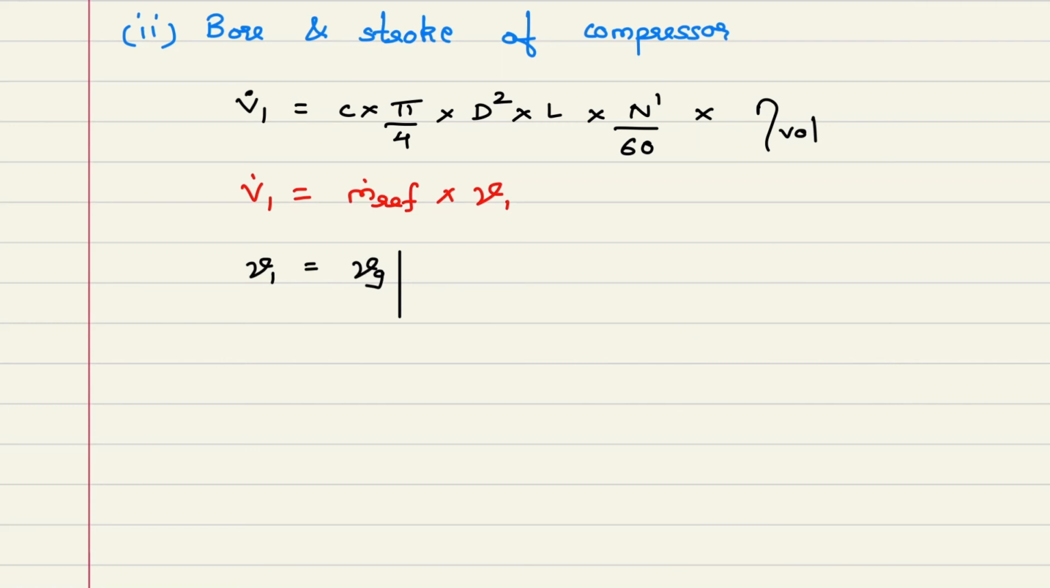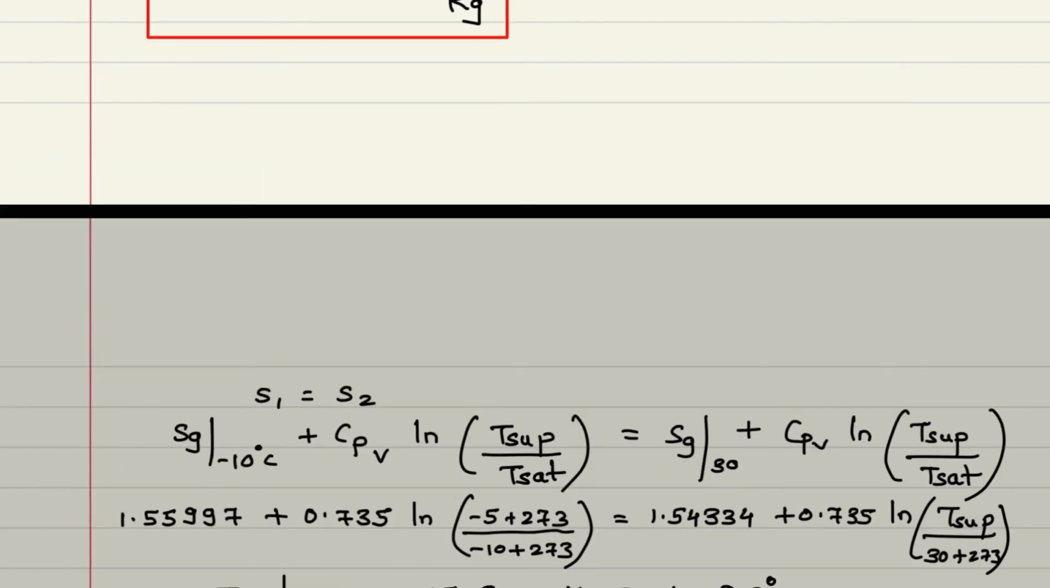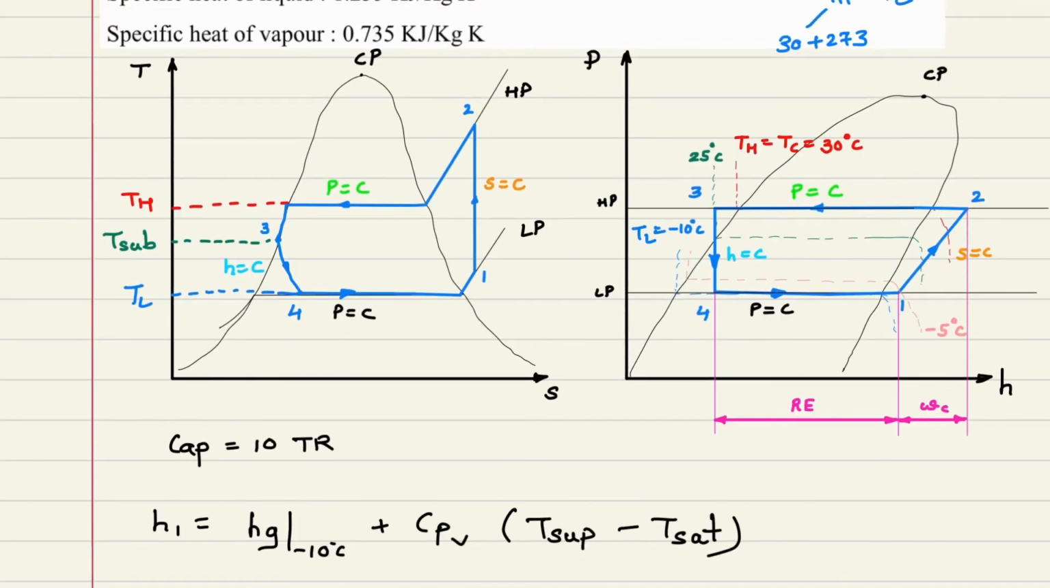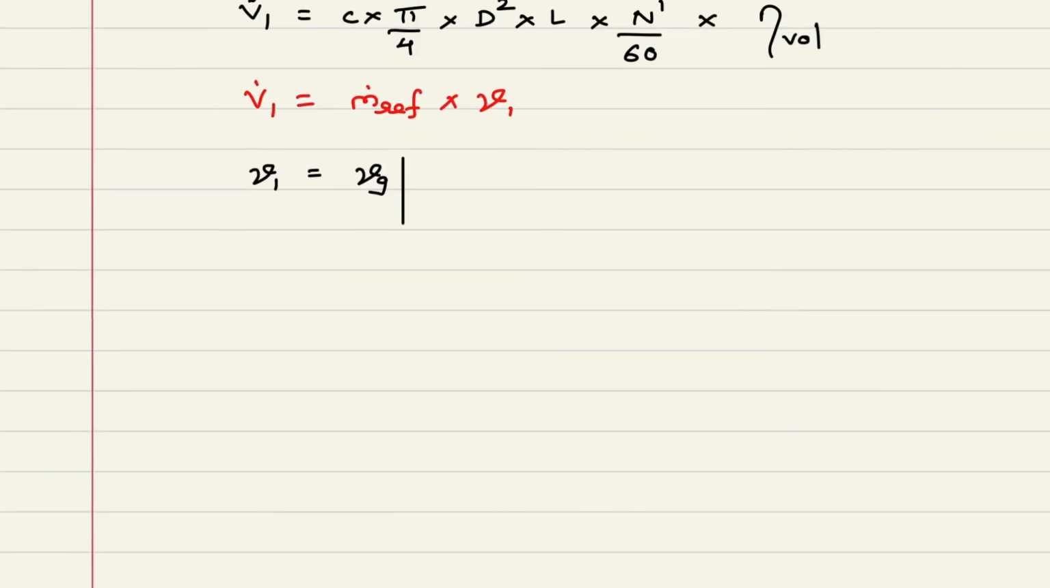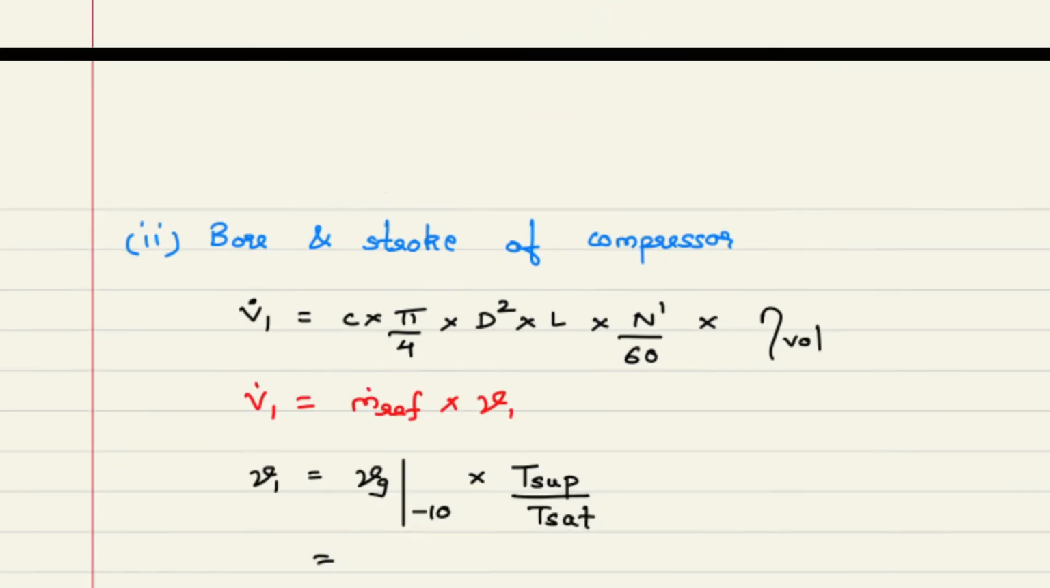Now what is the saturation temperature of point 1? Be careful. At point 1 the temperature is -5, but for point 1 the evaporator temperature is -10. That temperature we have to take. So Vg will be at -10. Vg at -10 into T sup by Tsat. So we have to read Vg at -10 from the table.